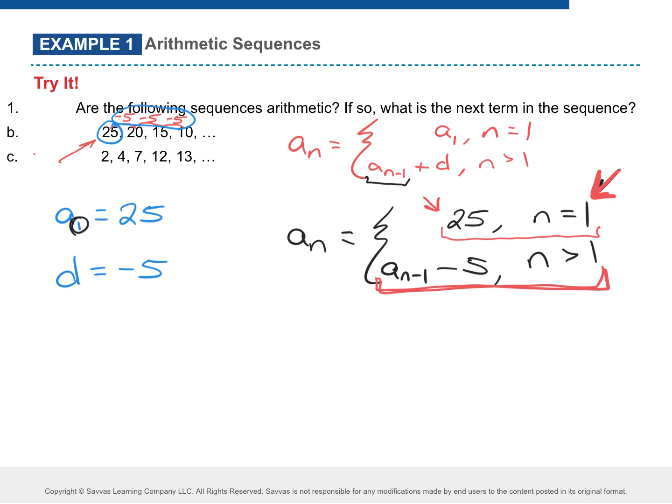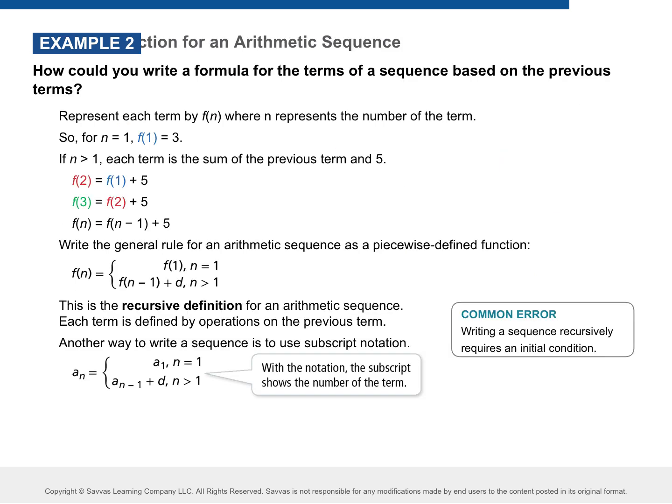Go ahead and try B. Oh, that one wasn't a sequence, right? Never mind. Let's talk about formulas. We're going to talk about two formulas. One is the recursive formula, and the second one is the explicit formula.